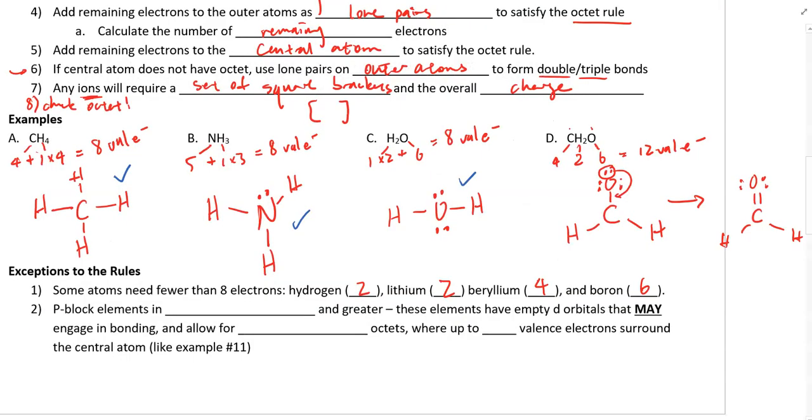Finally, over here, some p block elements in period 3 and greater. These elements have empty d orbitals that may engage in bonding and allow for something called an expanded octet, where up to 12 may surround the central atom. We'll get to that later, but I wanted to point out 1 or 2 things. Again, we're talking about period 3 and greater.